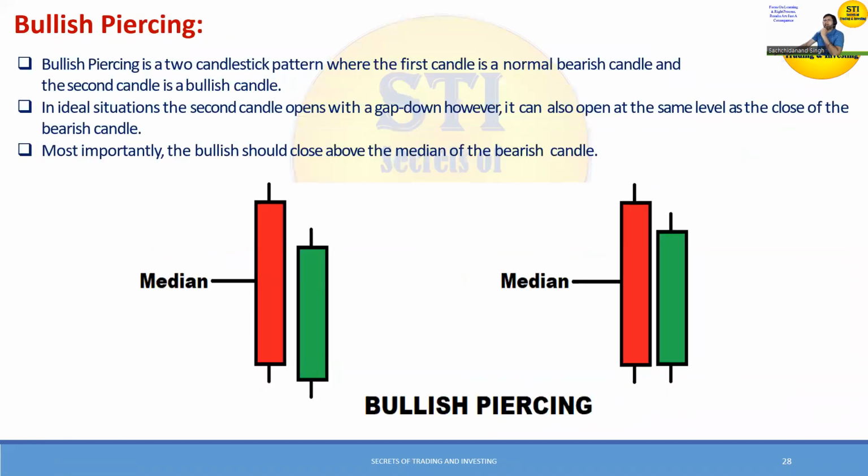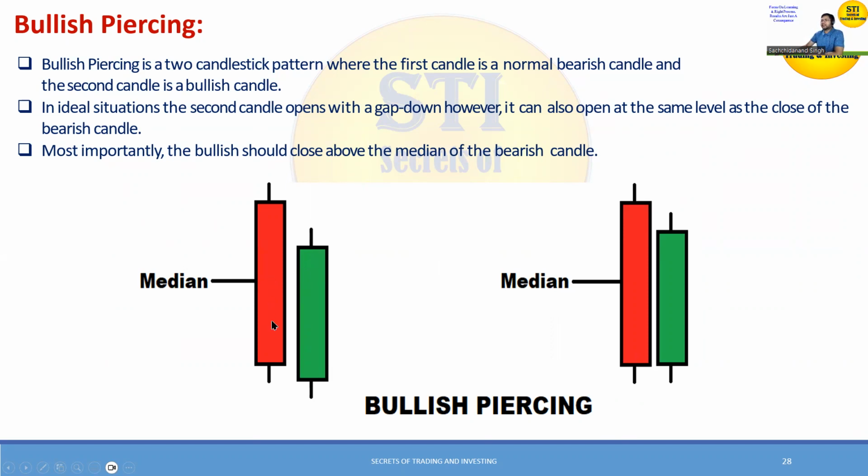Yeah. So the next type of bullish candlestick pattern is called bullish piercing. Bullish piercing is a two-candlestick pattern where the first candle is a red candle and the second candle is a green candle. The second candle, the green one, will either start lower than the first candle, or it can start at the same level of the same red candle.